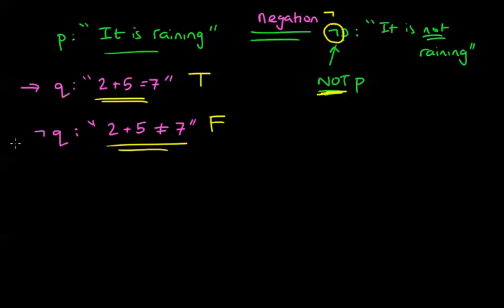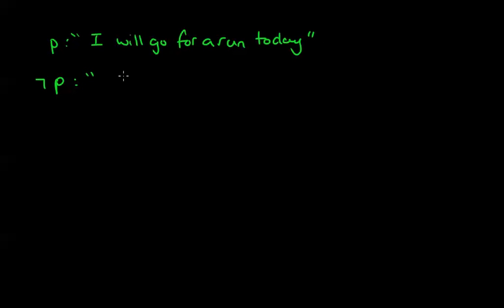Let me just do one more. Let's say P is I will go for a run today. Then the negation, not P, would be I will not go for a run today. Simple as that. So you've got P, not P, and one is the negation of the other.